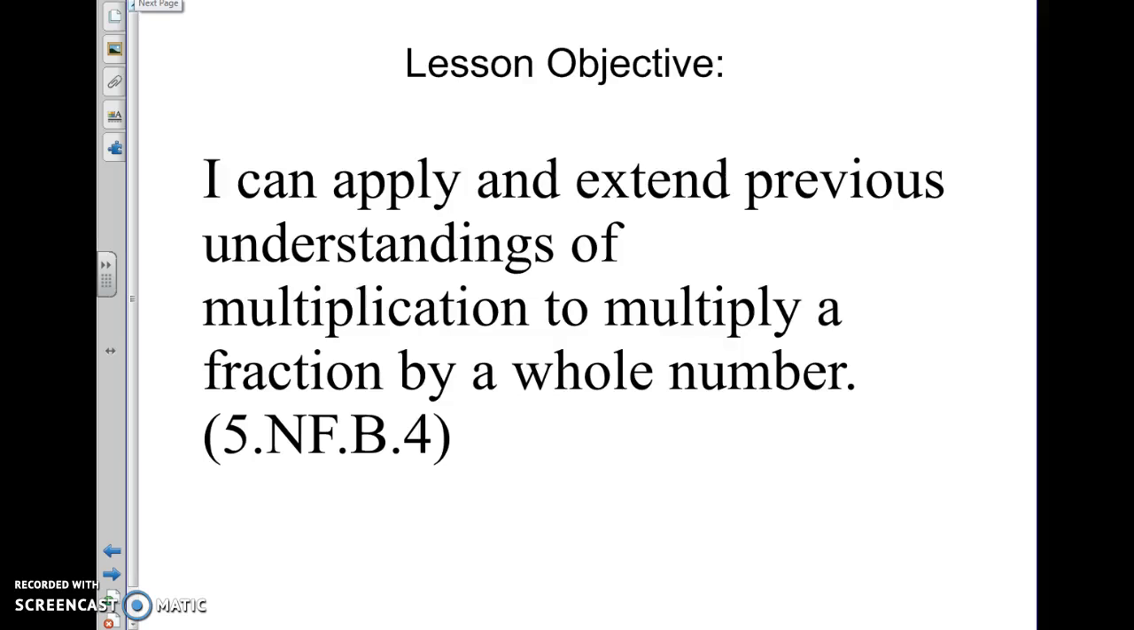Our lesson objective today: I can apply and extend previous understandings of multiplication to multiply a fraction by a whole number. 5th grade standard, numbers and fractions, B4.